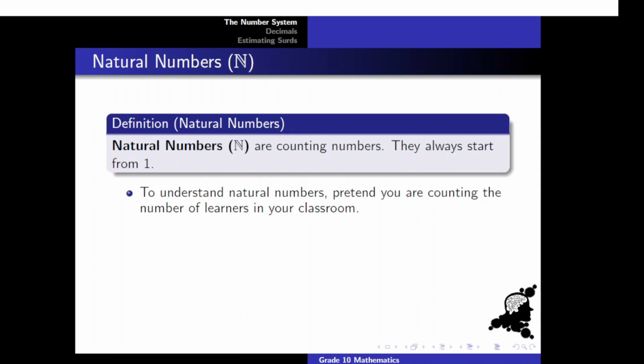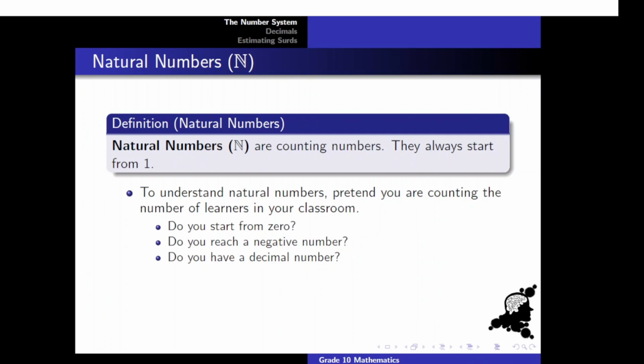You do not start counting from 0. You do not start counting from a negative number. Do we start from 0? Nope. Do we reach a negative number? No, we don't. Do we have a decimal? No. For example, if you're counting the number of learners in your classroom, it would not make sense to say you've got, let's say, 37,5 learners. It does not make sense. It always has to be a natural number, no decimals.